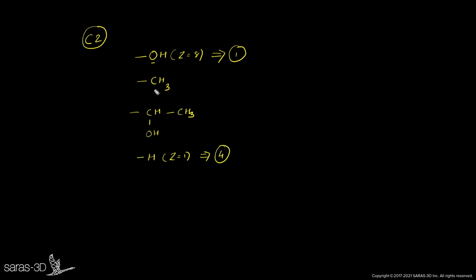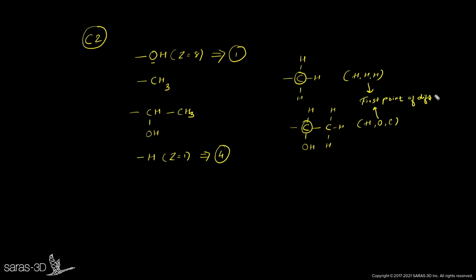Now there is a tie between the carbon of the methyl group and the carbon of this bulky group. If we check this, the methyl carbon is further bonded to 3 hydrogens. And for this, the carbon is bonded to hydrogen, oxygen of OH, and carbon. So here we got the first point of difference. This group will be assigned the higher priority, so it will be second and this will be third.